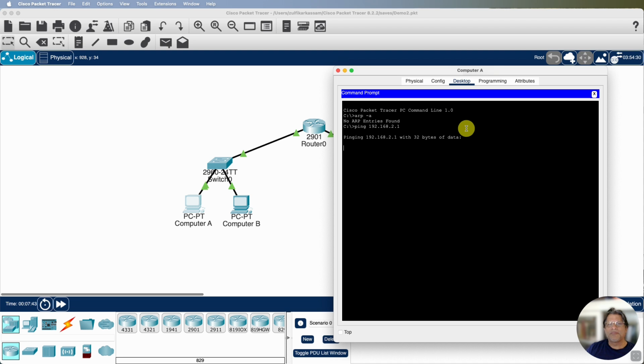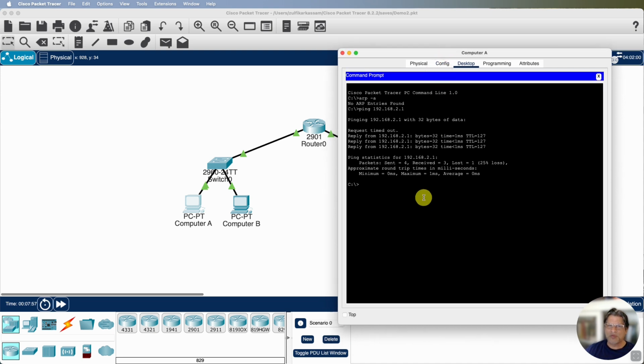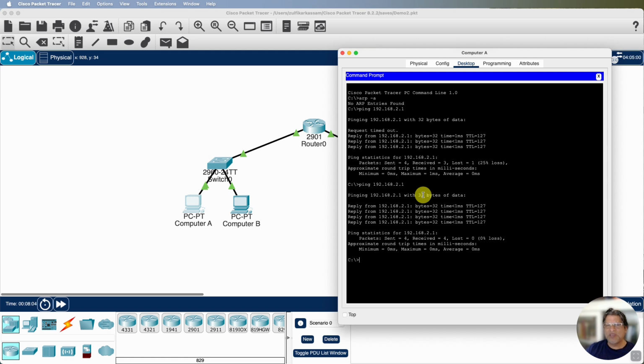You notice the first one times out because this is the first time using it, so that's fairly normal to see one ping miss. That's the first one. Okay. So don't worry about that too much. If we do a second ping, now all the replies come 100% through. So you may find that the first ping actually misses, but don't worry about it too much.